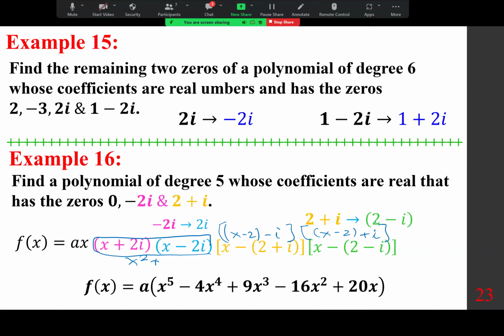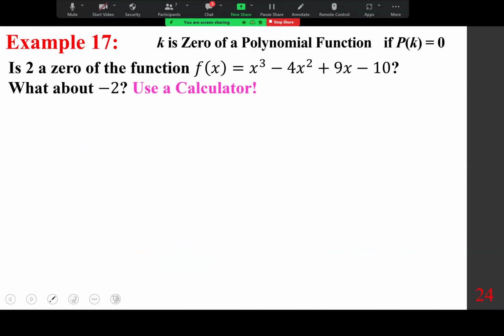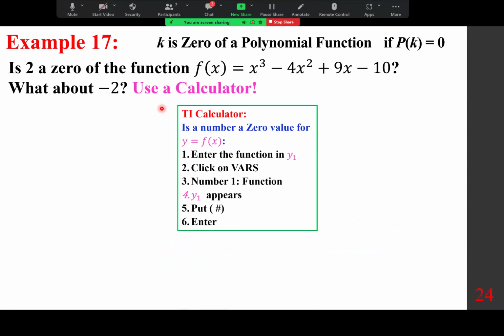It's important to be able to handle the algebra for this. Is 2 a zero of the function f of x equals x cubed minus 4x squared plus 9x minus 10? What about negative 2? And now we want to see how we use a calculator for that. So what do we do if we want to go with a calculator? Is a number a zero value for y equals f of x using a TI calculator?